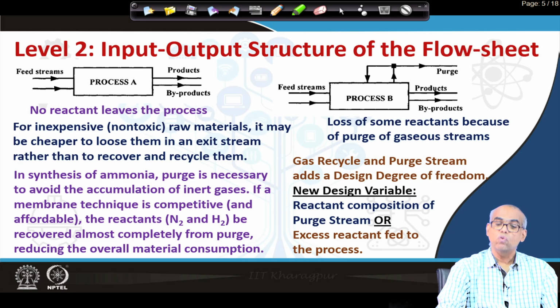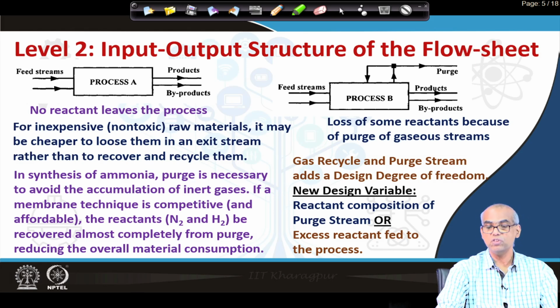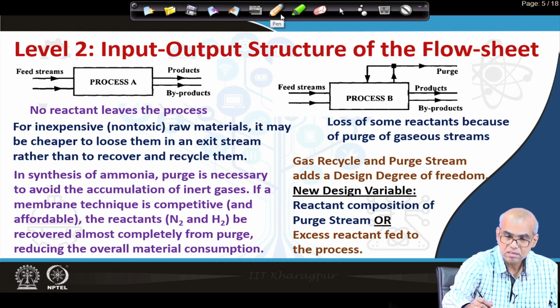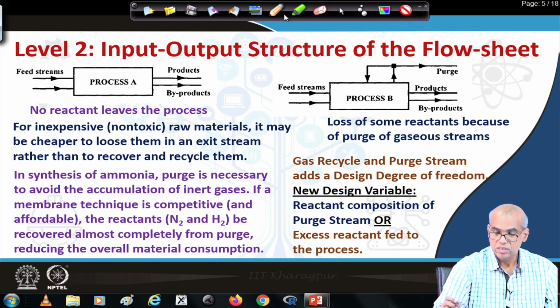Note that when you use gas recycle and purge stream, it adds a design degree of freedom. So, the reactant composition of the purge stream or the excess reactant fed to the process will become a new design variable in the presence of gas recycle or purge stream. This we will discuss in more detail later.